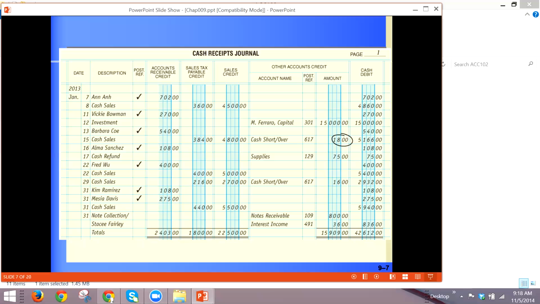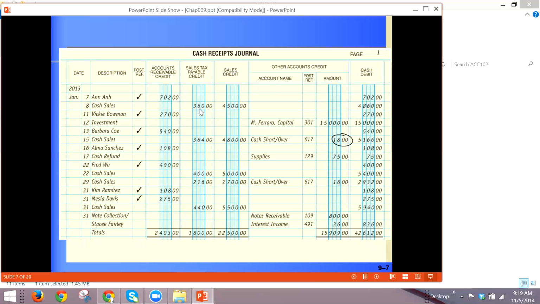So here we have an example of a cash receipts journal that's filled out. We saw a blank one earlier in the first slide. So here we have Ann Ang, which we had last week, and she has accounts receivable of $702. This is cash receipts. So Ann on January 7th paid us $702. So we're going to debit cash and credit accounts receivable. Here we had a cash sale on the 8th. We're going to debit cash and credit sales and credit sales taxes payable.